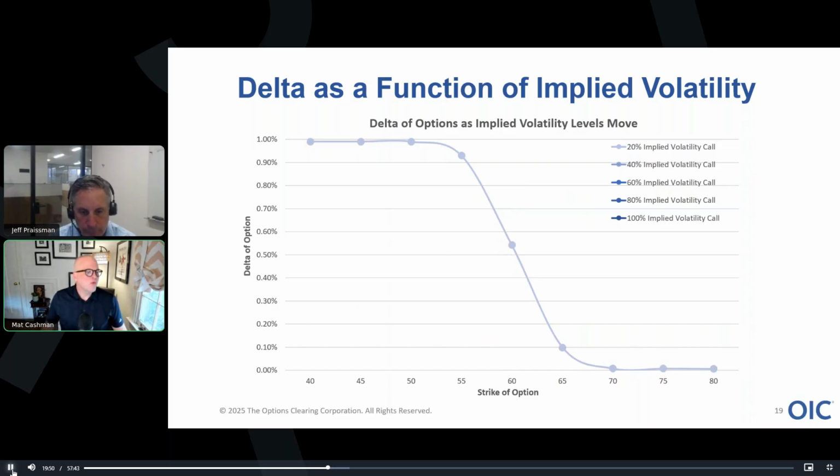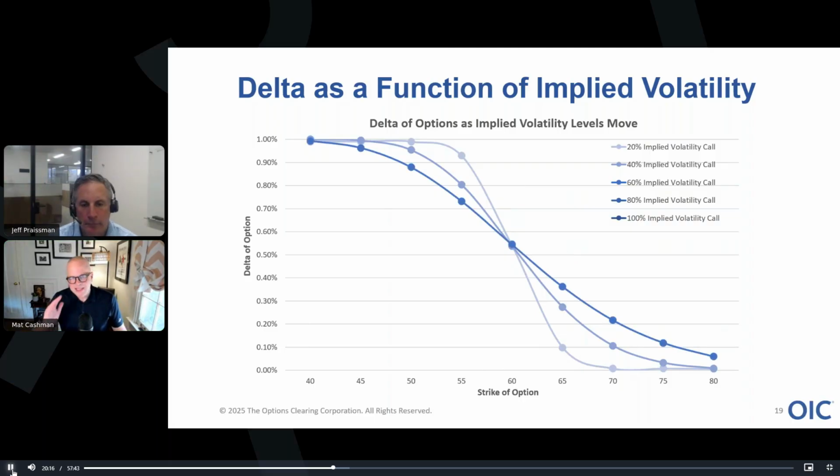But when you raise the vol, this is a 40 vol. Same exact thing, but a 40 vol. What happens to the delta of these options? The delta starts to come down on these in the money calls. Why is that? And these deltas start to come up on the out of the money calls. Why is that?